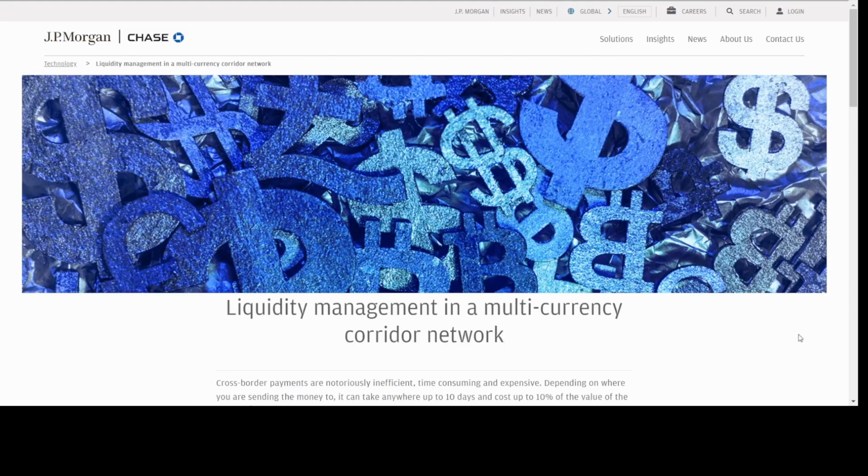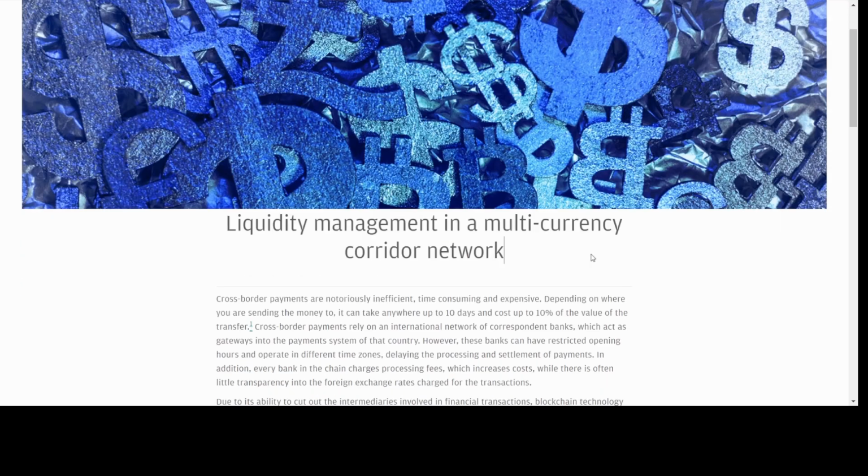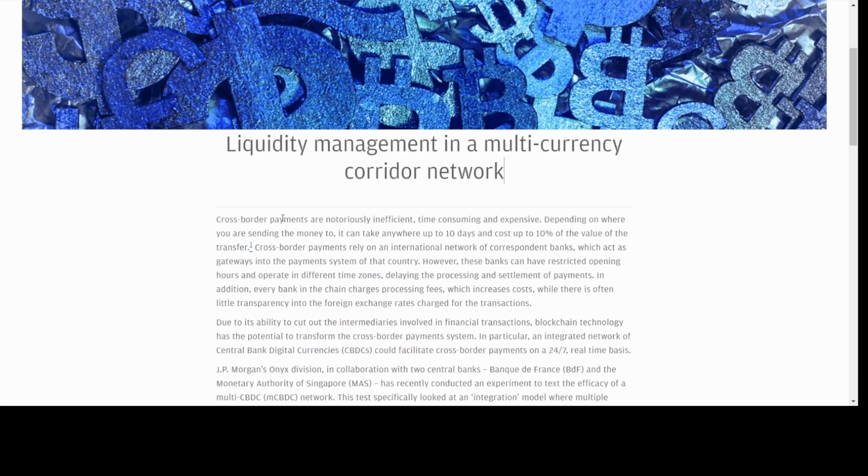So now I have an article from JP Morgan and it talks about liquidity management in a multi-currency corridor network. And by the meaning of that, the multi-currency corridor network, that's referring to the central bank digital currency. So they state that cross-border payments are notoriously inefficient. It could take anywhere up to 10 days and cost up to 10% of the value of the transfer.